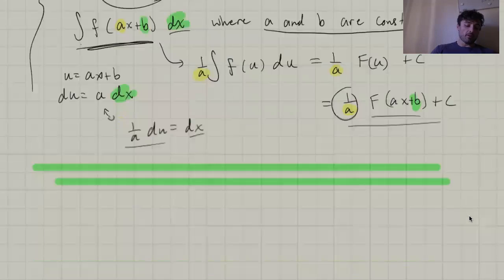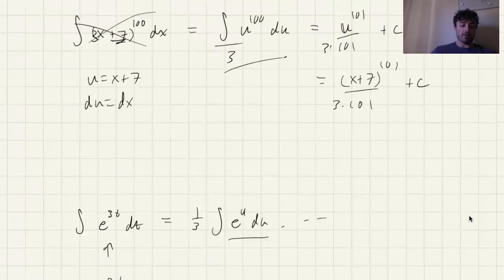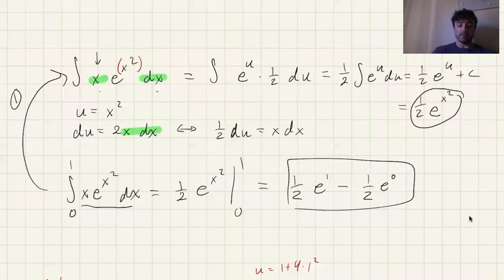All right, so there's a bunch of examples on how to do u sub, and at the end of the day, all it is doing is unpacking the chain rule.